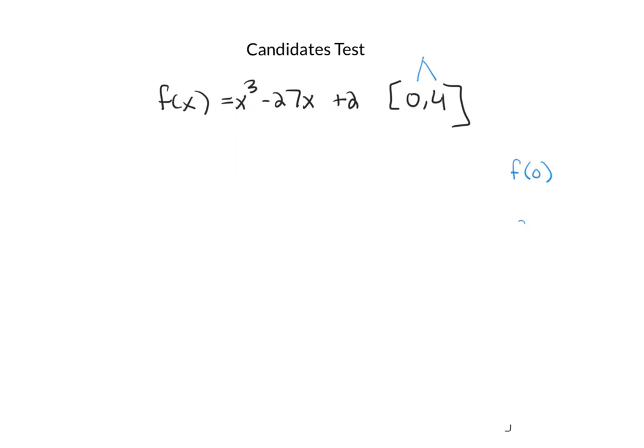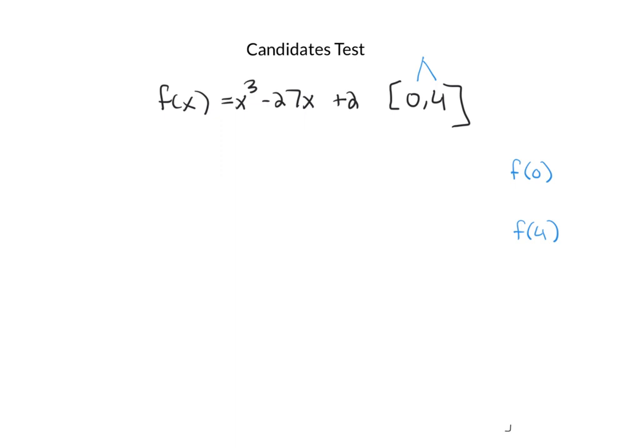Okay, so first example, we'll have this function, f of x equals x to the third minus 27x plus 2, and we will look at it on the closed interval from 0 to 4. So already I have 2 points to consider. So we're going to have to consider f of 0 and f of 4, the endpoints. So now we have to find the critical points.